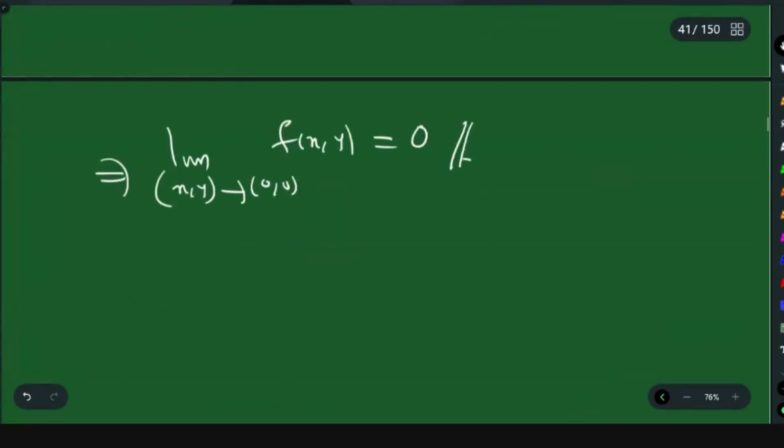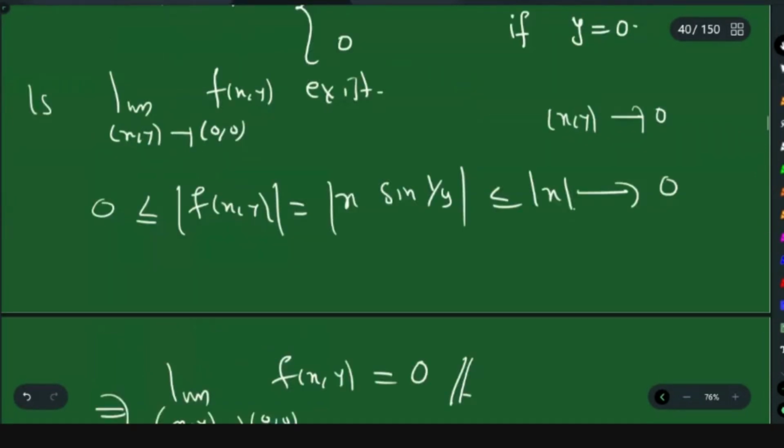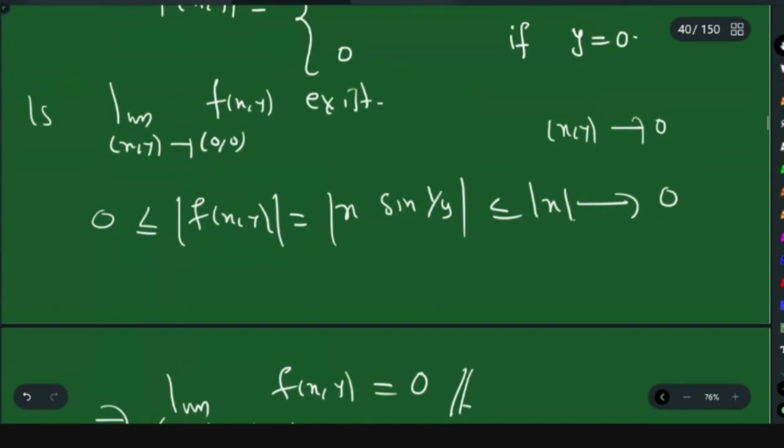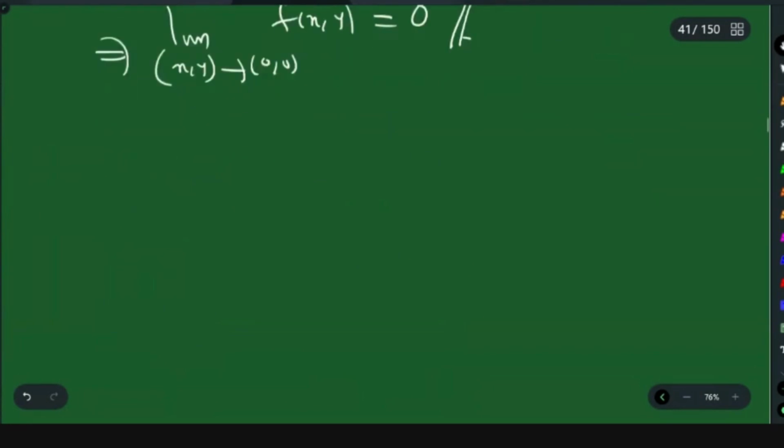So in fact, the limit exists. That value is 0 here. You only need to bound the sine function. That's all.